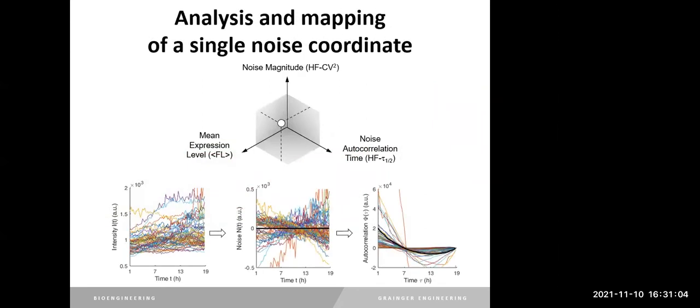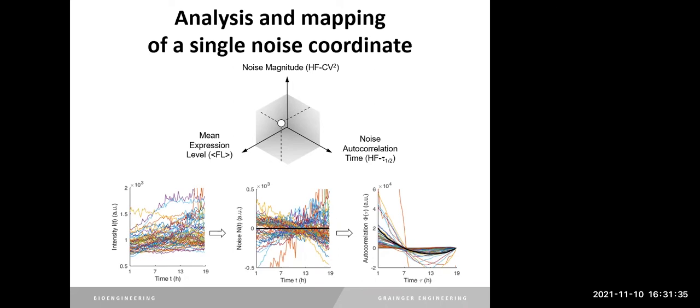We then can analyze and map a noise coordinate for each compound. So we do signal processing, and we extract the stochastic component from the deterministic component. So we calculate the noise in gene expression, and then we calculate noise autocorrelation functions, which, basically, the autocorrelation function is a Fourier pair of the power spectral density. So it's probing the frequency domain of these signals.